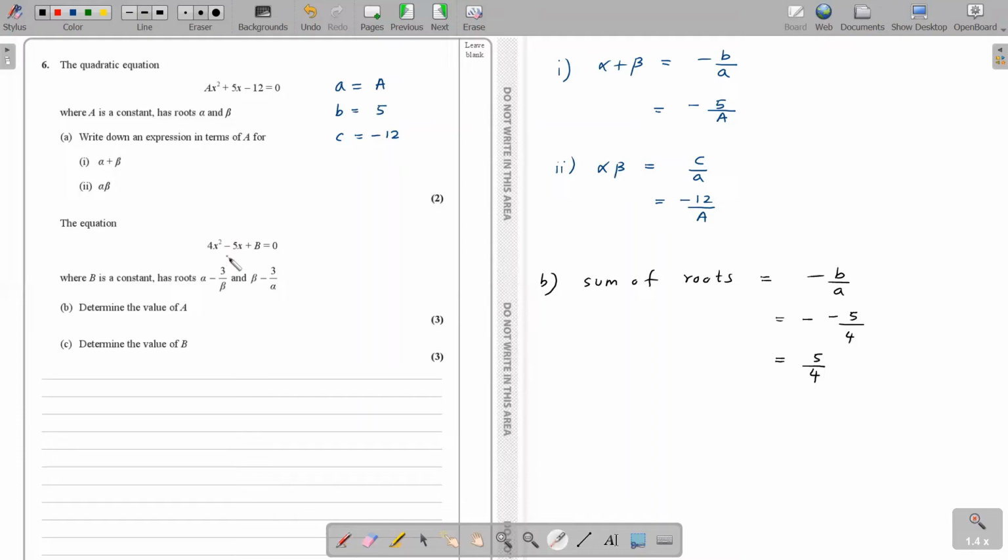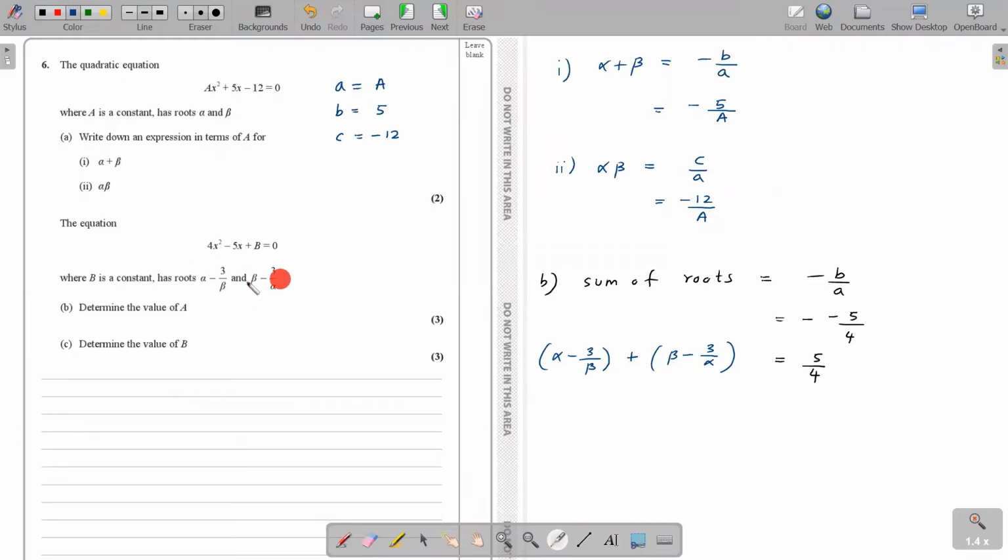I'm not going to use alpha plus beta over here because our roots are not alpha and beta over here. Our roots are alpha minus 3 over beta and beta minus 3 over alpha. So the sum of roots in the second equation is not just alpha plus beta. Who is the sum of roots here? The sum of roots will be alpha minus 3 over beta added to beta minus 3 over alpha. This is the sum of roots, and this sum of roots should be equal to 5 over 4. Do you agree with me?